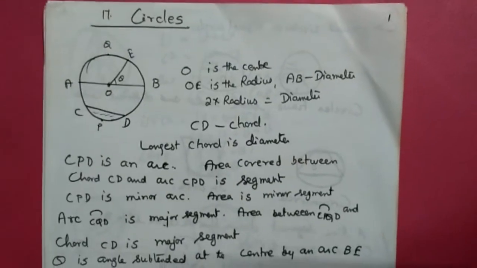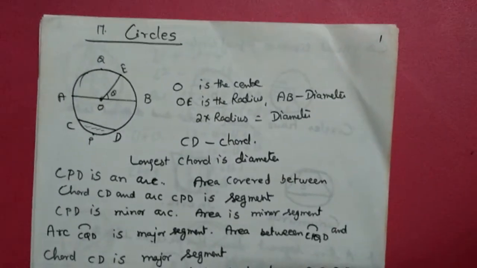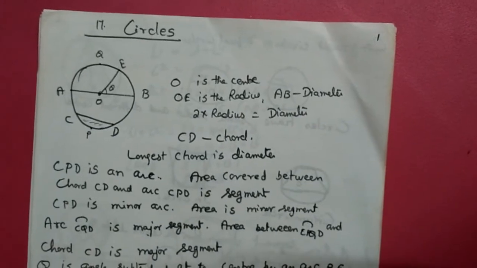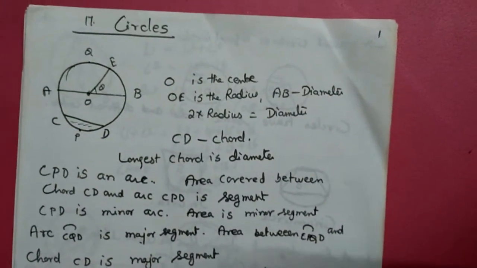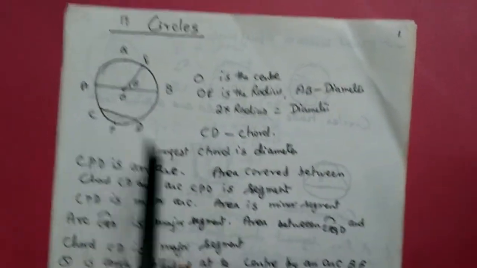Hello students. Now I have already finished the similarity chapter. Now I am going to start chapter 17, circle. First I am going to tell about the circle.